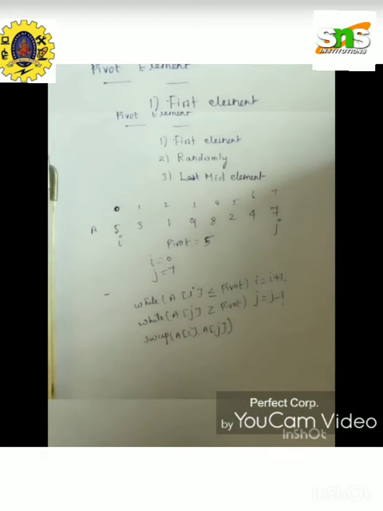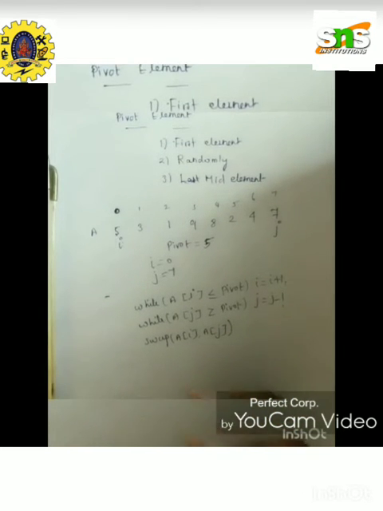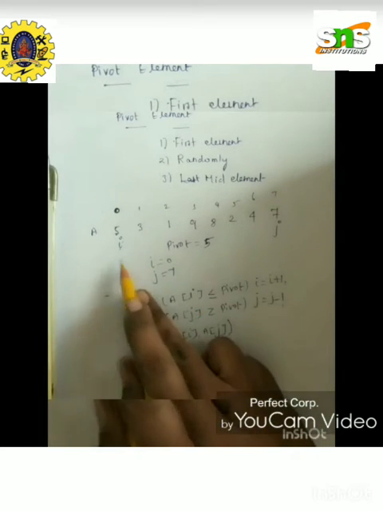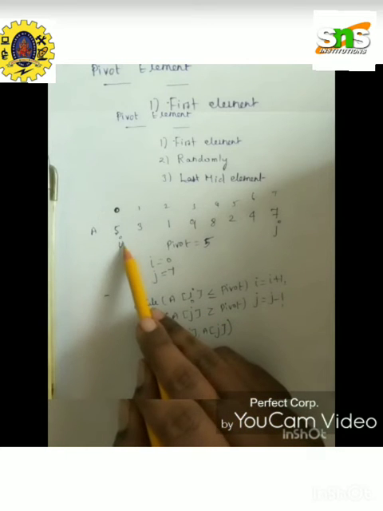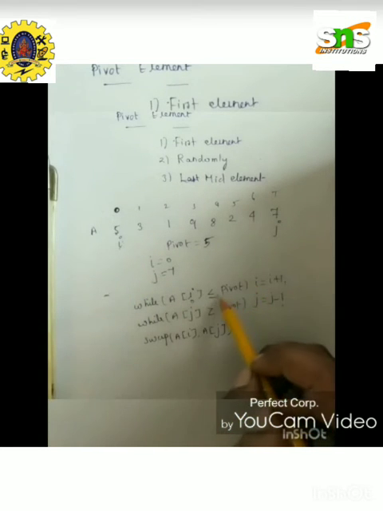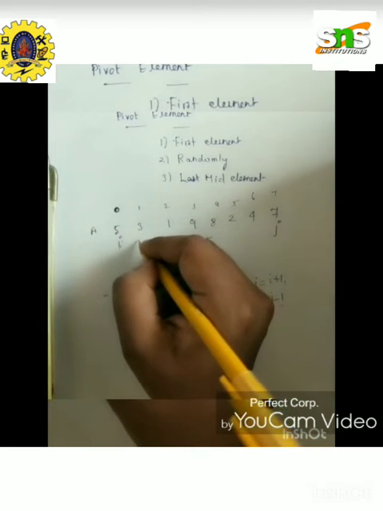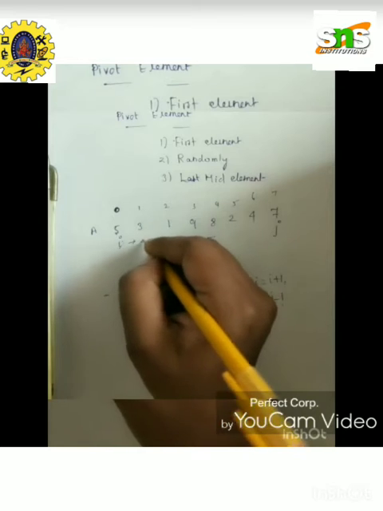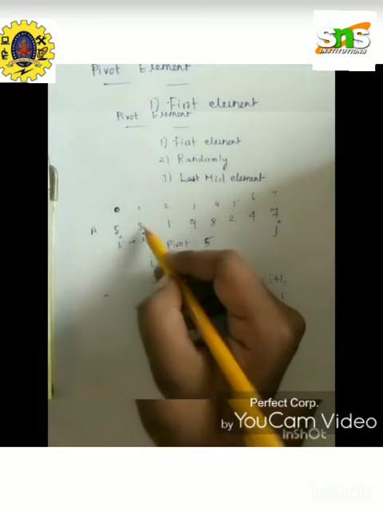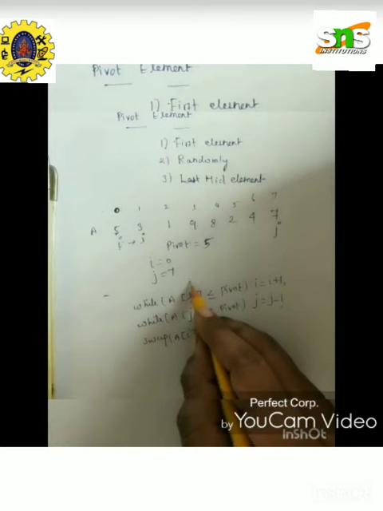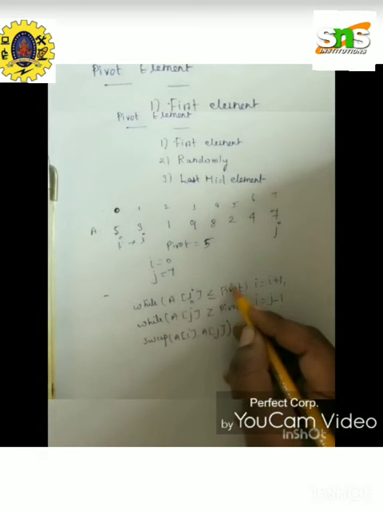So we start here. First a of i. What is the a of i value? At the 0th location you have the value 5, which is compared with the pivot value 5. 5 less than or equal to 5, condition true. i is equal to i plus 1. Now i is incremented and moves here, pointing to location 1. Next, the value is 3, a of i, 3 less than or equal to the pivot 5.